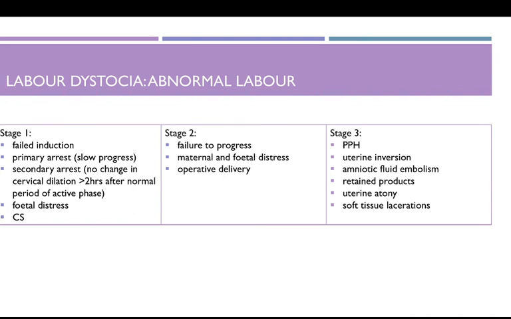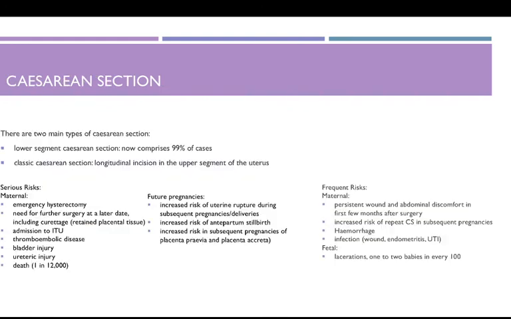Stage 3, you can get postpartum hemorrhage, uterine inversion and amniotic fluid embolism, retained products, uterine atony, which is basically where the uterus doesn't contract after delivery, and it's the number 1 cause of postpartum hemorrhage, or soft tissue lacerations.